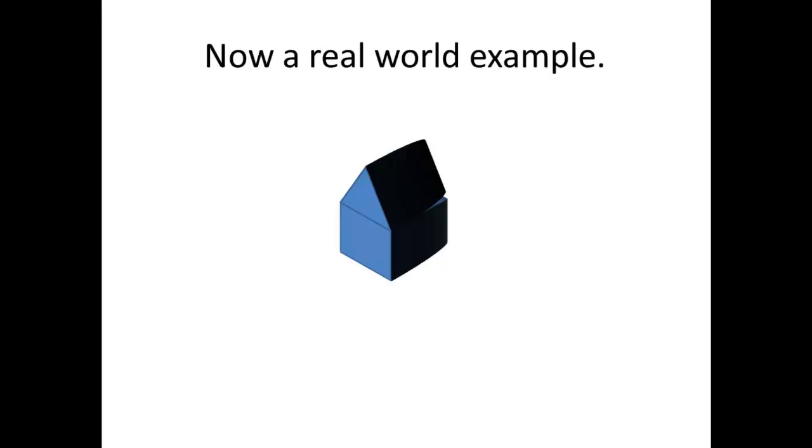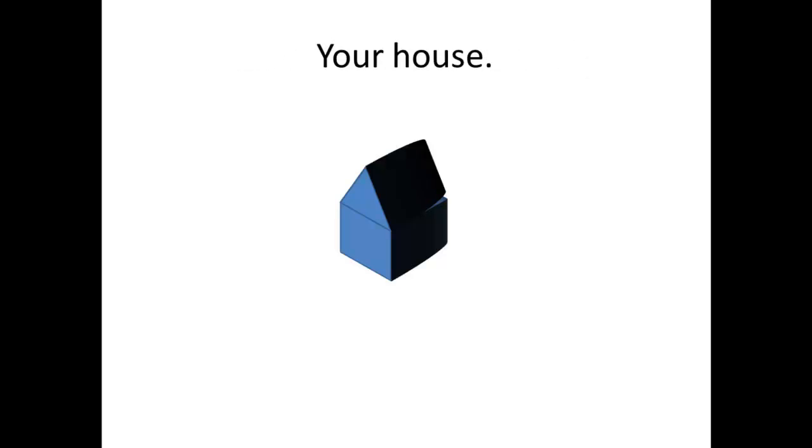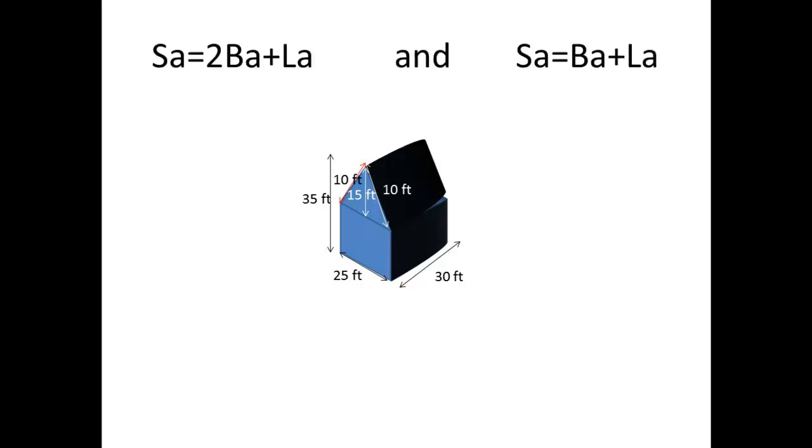Now, a real world example would be your house. And let's say you wanted to paint it red. Well, you would need to know the measurements of your house. And then we can plug those in to find the surface area of the triangular prism and the rectangular prism. Now, the equation again for rectangular prisms is surface area equals 2 base area plus the lateral area. And for triangular prisms, it's surface area equals base area plus lateral area.